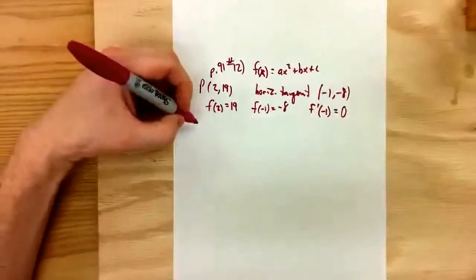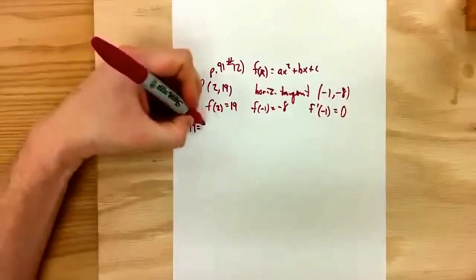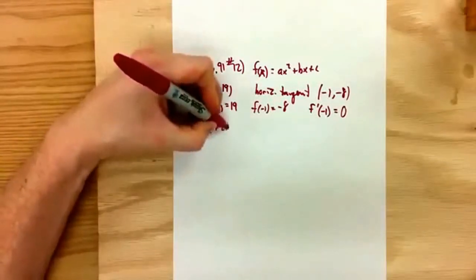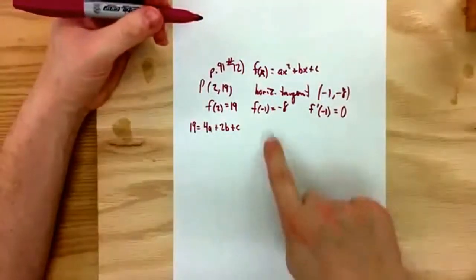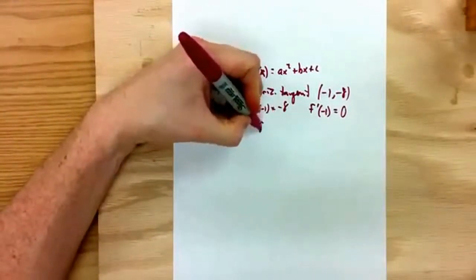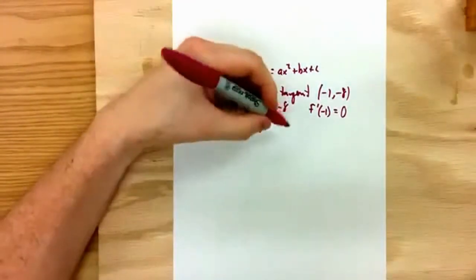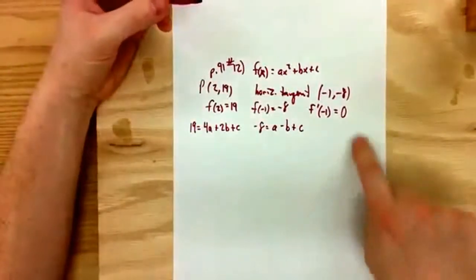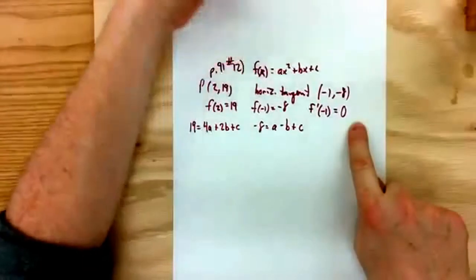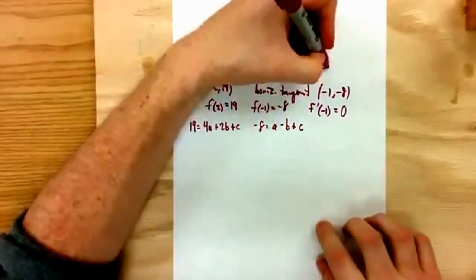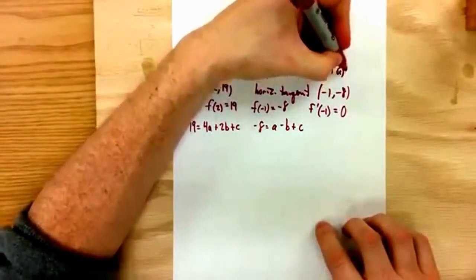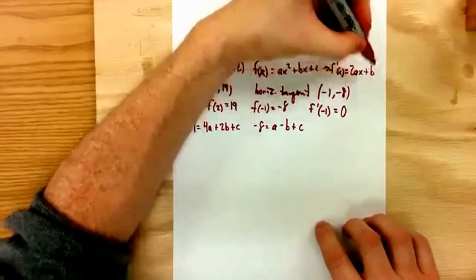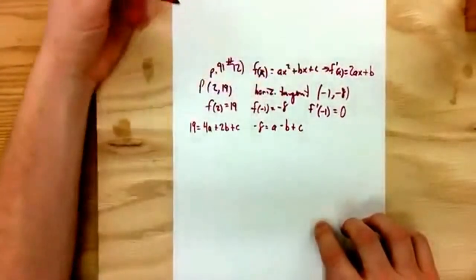So using this one, we can say that 19 equals 2 squared, which is 4a, plus 2b plus c. Using this piece of information here, we can say that -8 equals (-1) squared, which is 1a, minus b plus c. And for this one over here, we're just going to say, well, if that's f(x), then f'(x) is going to equal 2ax plus b. So that's f'(x).